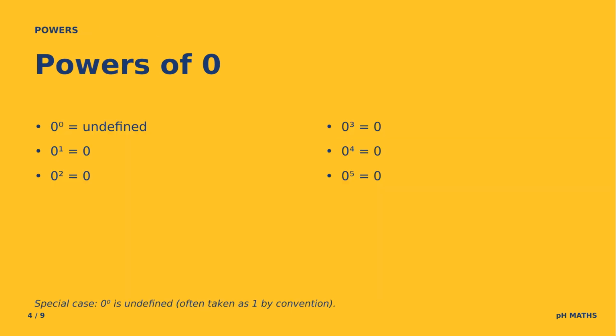Powers of 0. 0 to the 1 is 0. 0 squared, 0 cubed, to the 4th, to the 5th, they're all 0. Anything raised to a positive power, multiplied by itself any number of times, stays 0. 0 to the power 0, though, is a special case. By convention, mathematicians take it as 1, because it makes other formulas work cleanly. You won't be tested on the y, but if your calculator shows 1, that is y.